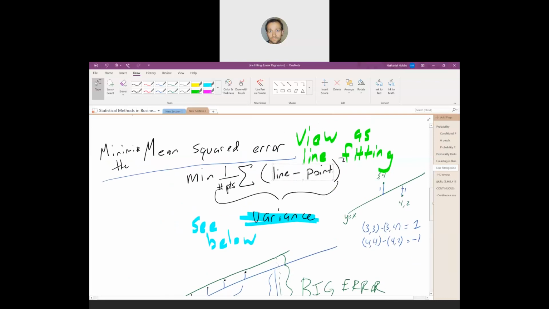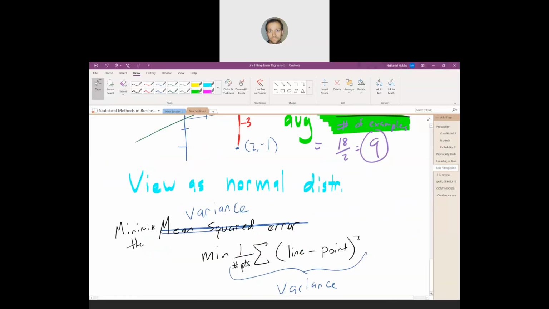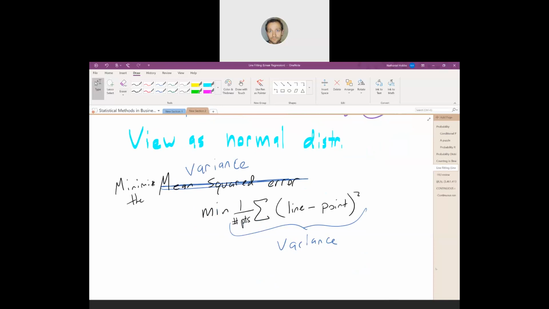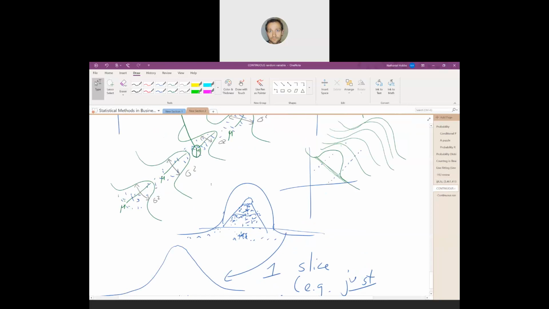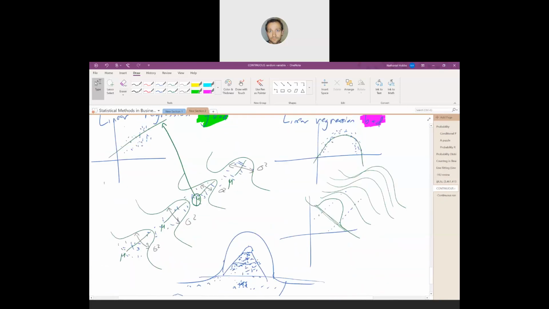I'll write down the exact same equation, viewing things as a normal distribution. Let me see if I can copy this from before. I'll just redraw it.